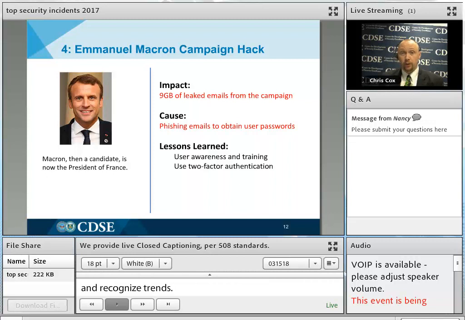One thing that's interesting about this particular incident is the timing. The leak occurred 2 days before the election, which is the deadline after which French candidates can no longer speak publicly. So there was a limited ability to respond to the information that was put out. Ultimately, the attempt was unsuccessful, and Macron was elected as the president of France.